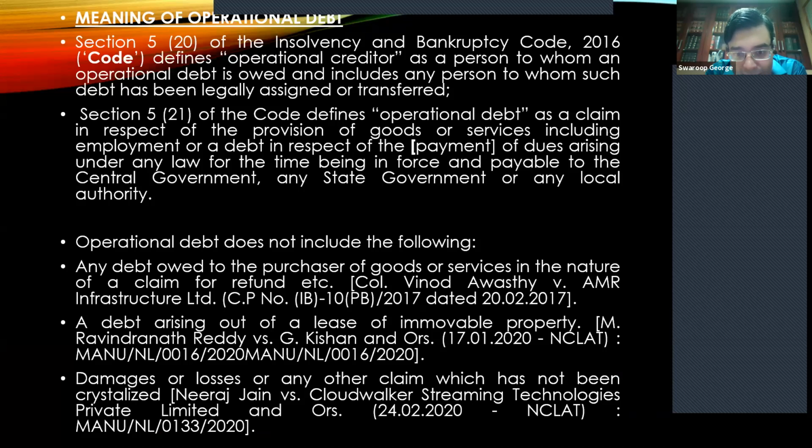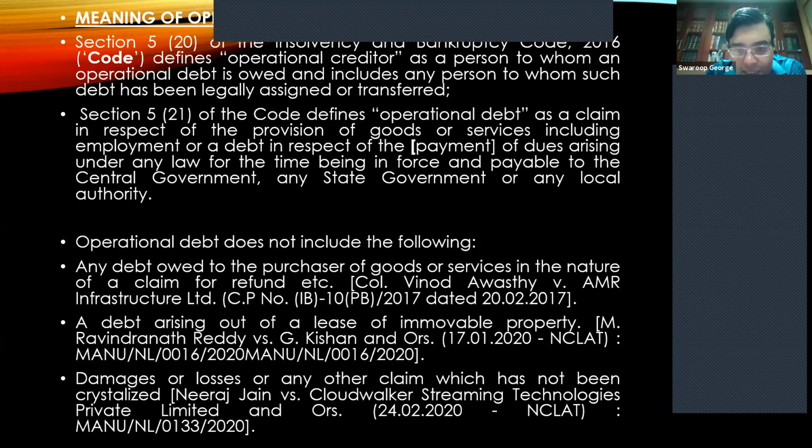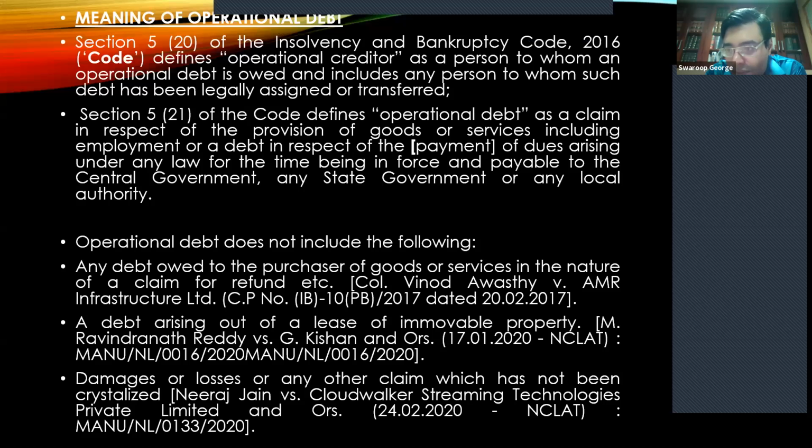Now, an operational debt would not include any claim by the purchaser of any goods and services, for example, if they are asking for a refund. This was actually made clear in a couple of cases where flat buyers, before they were included as financial creditors, had opted to go under Section 9 as operational creditors. So the NCLT in Colonel Vinod Awasthi and other cases had said that unless there is a supply of services or goods by the person claiming to be an operational creditor, they will not be categorized as an operational creditor.